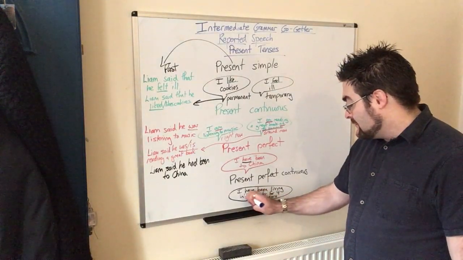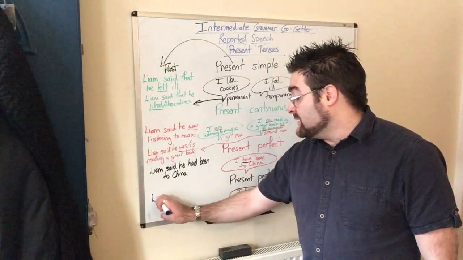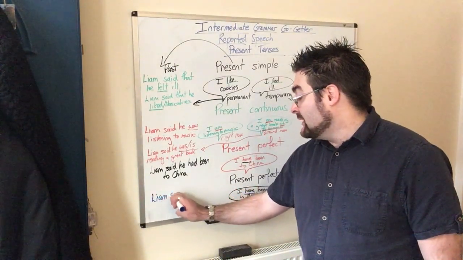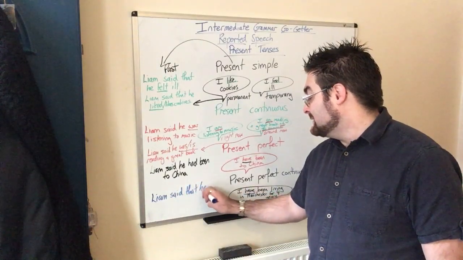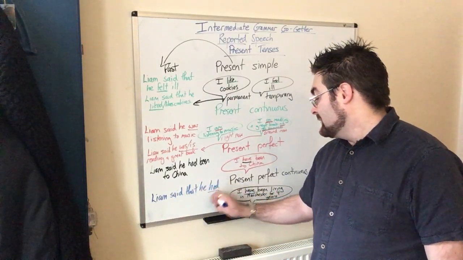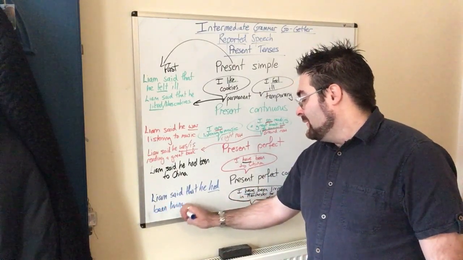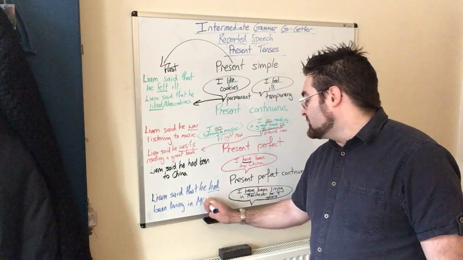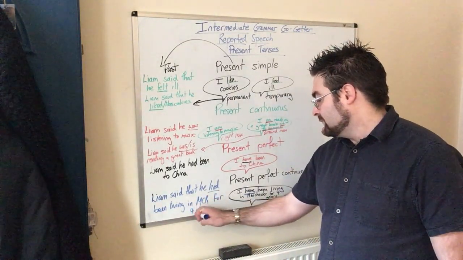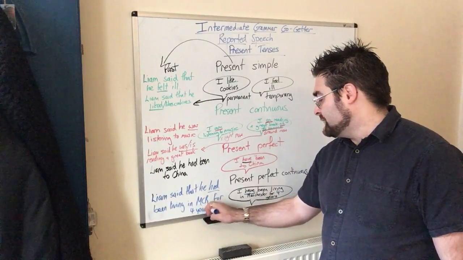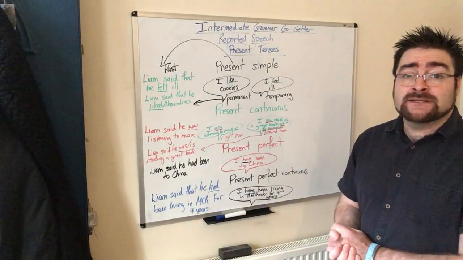And finally, we've got the present perfect continuous. Again, we've got have in here, and we need to change for the past. So Liam said that he had been living in Manchester. They're always very long sentences, these ones, for 4 years. I'm running out of space. Okay, and that's it for the present.